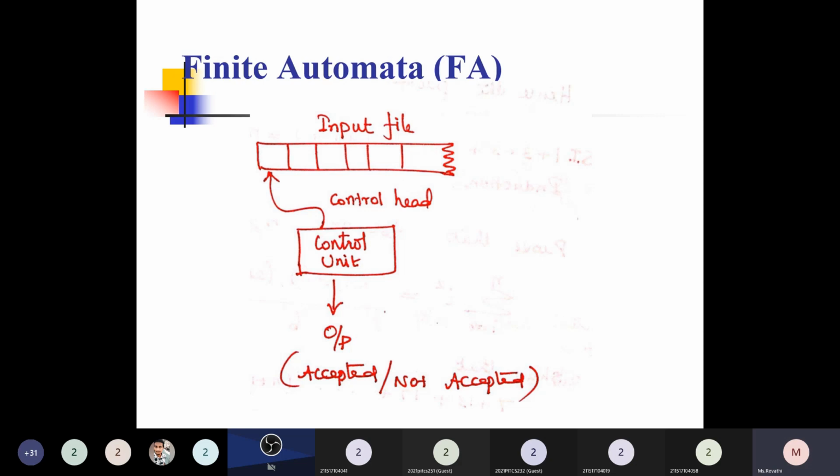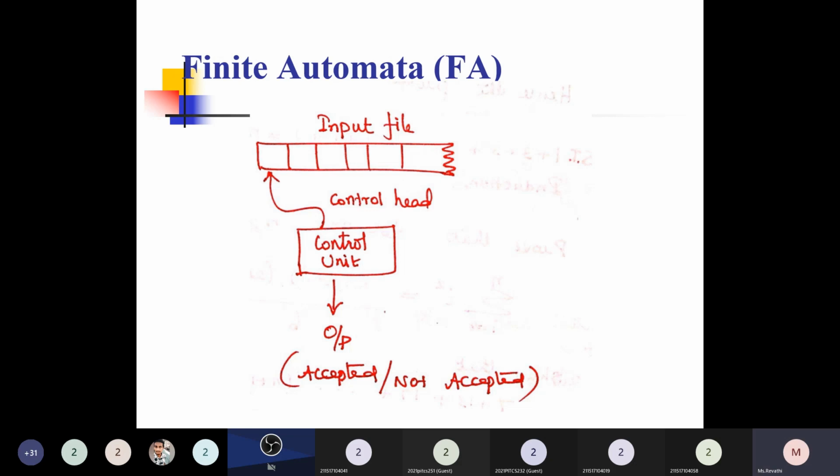And then see, this is a mathematical model. Here we have one input file. This input file is used to store the string or alphabets, whatever it is. This input file is divided into cells, and each cell can carry a single symbol. From this input file, we have a control unit to read the symbol. It generates the output. What is the output here? It simply accepts the given string or rejects the given string. That is the output of the finite automata.